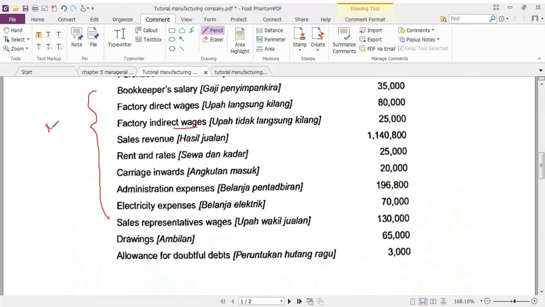Some of the accounts we will put in the manufacturing account, and also the income statement.